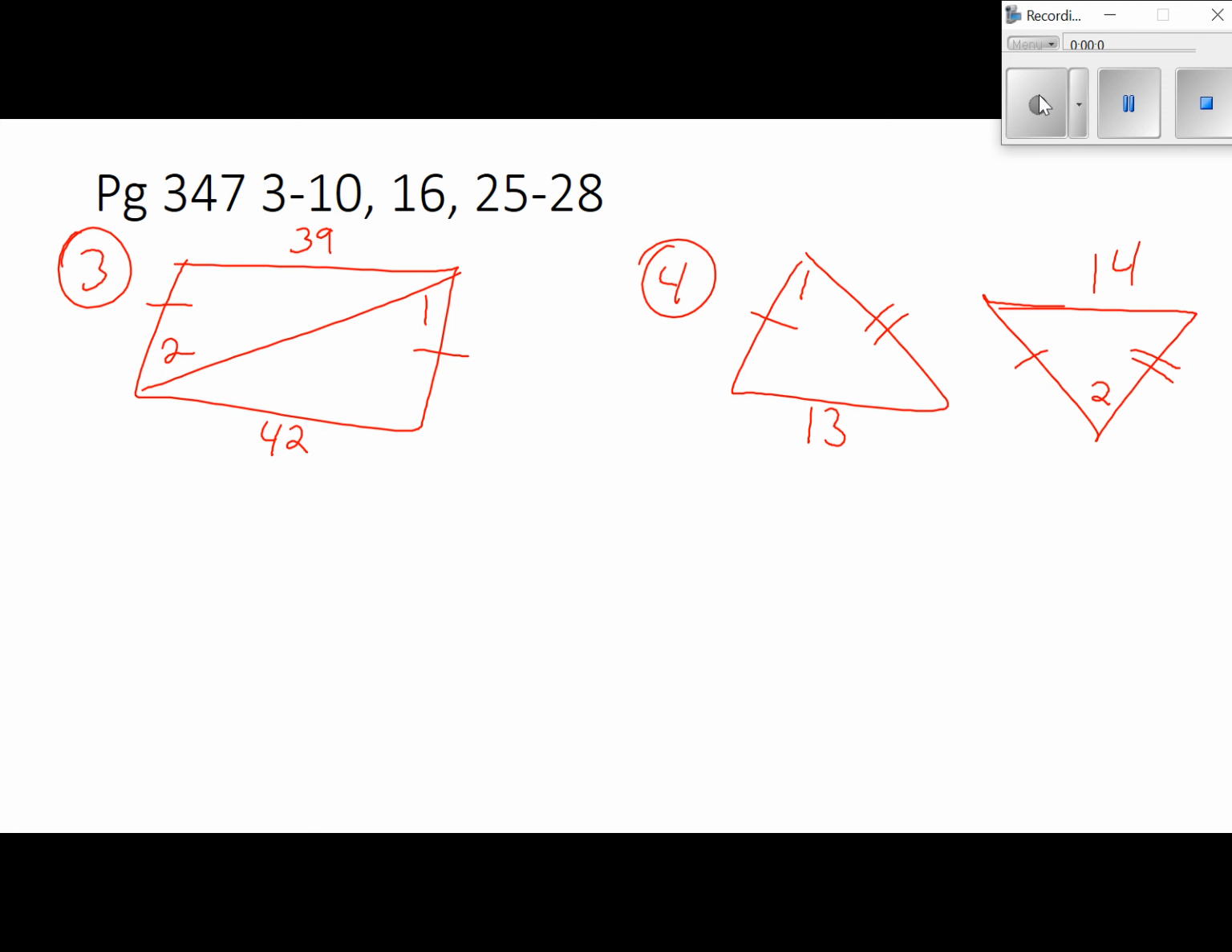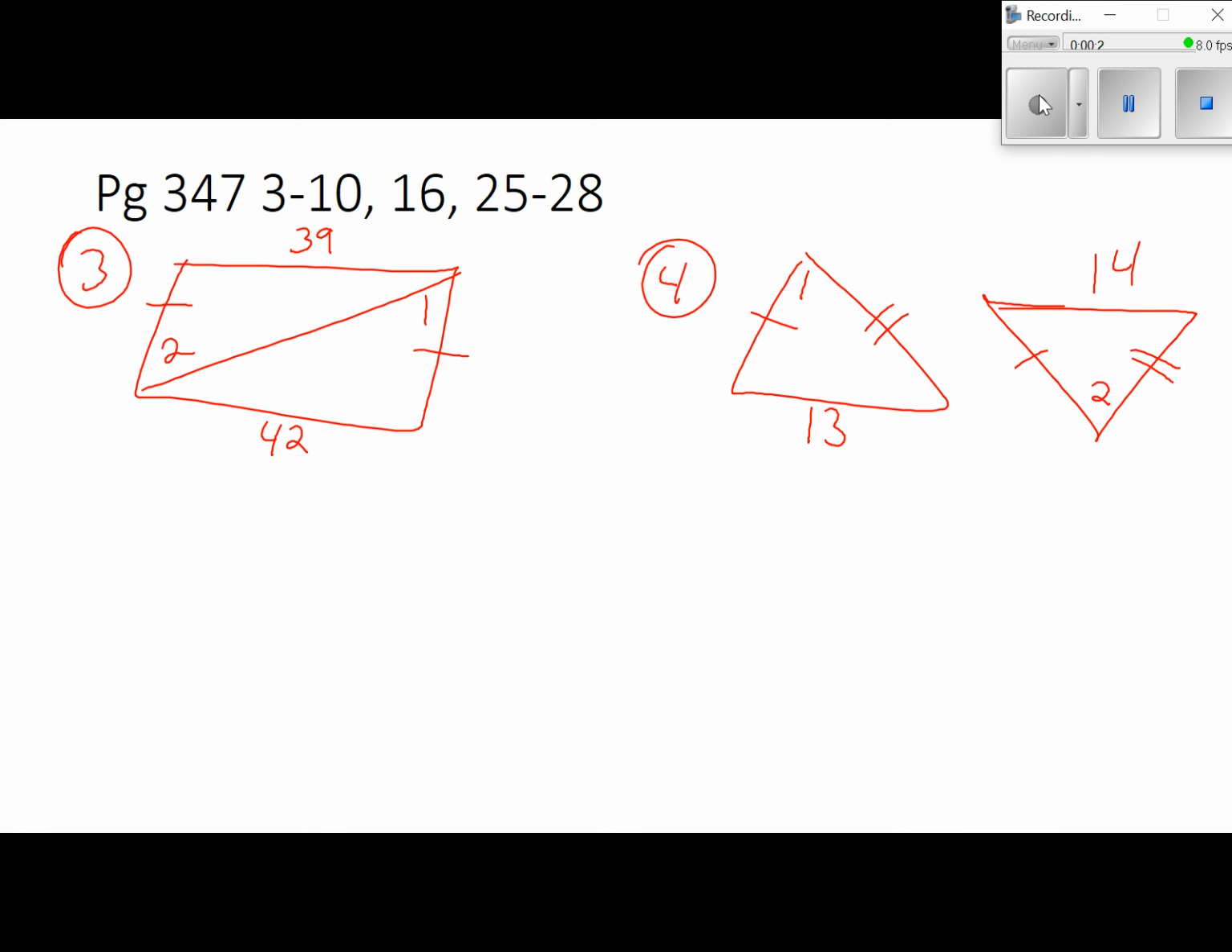Page 347, the other half of the assignment that you got last day we were here, just to go over it. Again, same idea. You just do your work, put it with the other page. Send me a picture of your work.